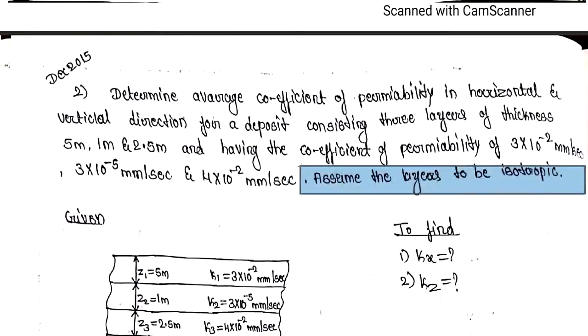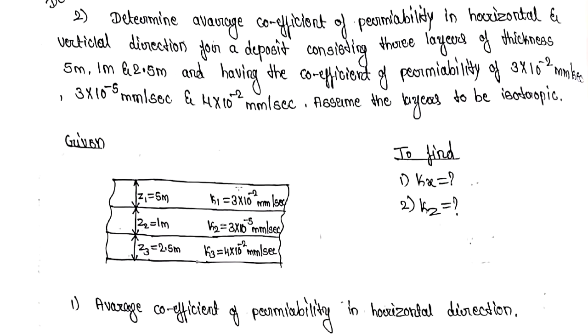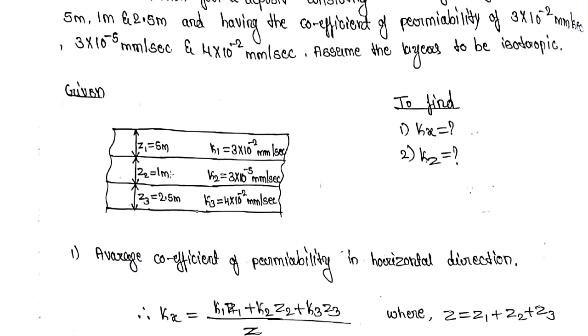Just to confuse you, they have given this. So Z1 is equal to 5, Z2 is equal to 1 and Z3 is equal to 2.5 they have given. So what I have to do now, I have to draw this particular diagram. After drawing this diagram, I need to mark all the quantities. They have given the thicknesses of the layers. So first one is 5 meter, second one is 1 meter, and third one is 2.5 meter.